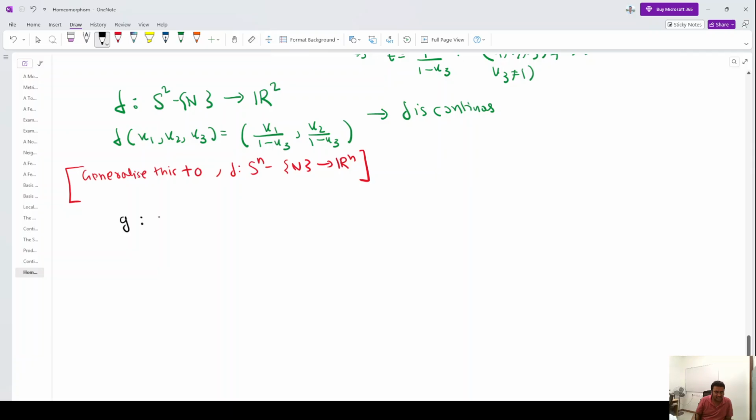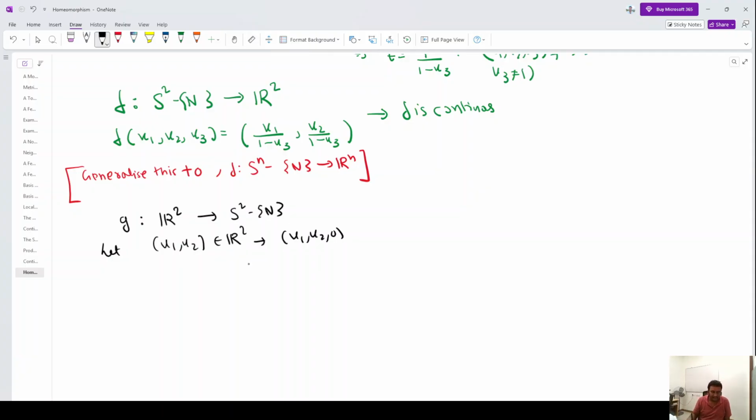So let us define G from R2 to S2 minus N. To do that, let us take a point x1, x2, 0. We will identify it by x1, x2 in R2. So this is represented or identified by x1, x2. By identified means, you have a homeomorphism, I told you, between R2 and that subspace capital A.